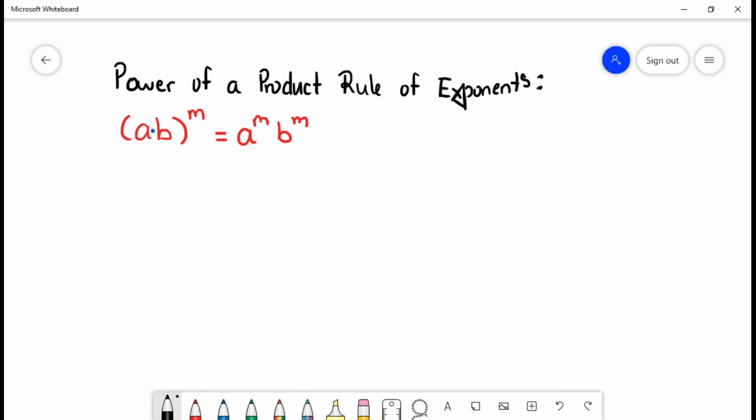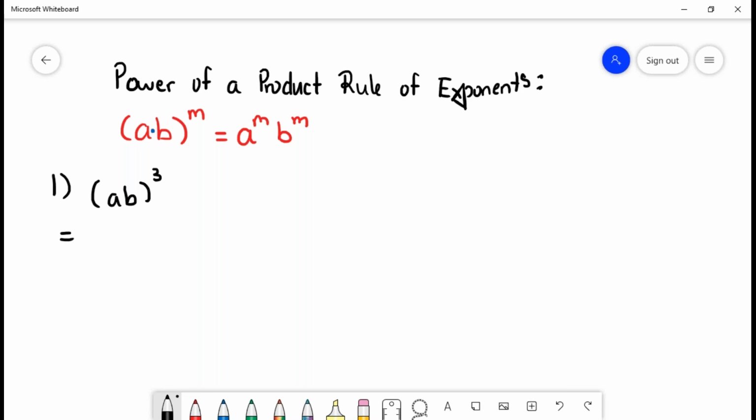Now I'm going to demonstrate a few problems using the power of a product rule of exponents, so you can further understand and this rule can be clarified. Our first problem using this rule would be ab to the power of 3. This is very simple. Using the power of a product rule of exponents, we can easily simplify this. As I previously mentioned, when there is multiplication between values and it is all raised to one central power, you apply that power to every single value within those brackets.